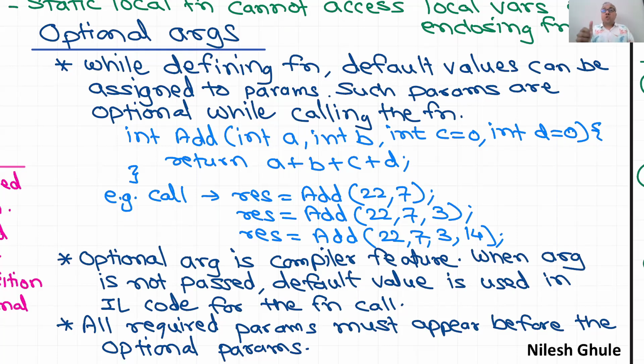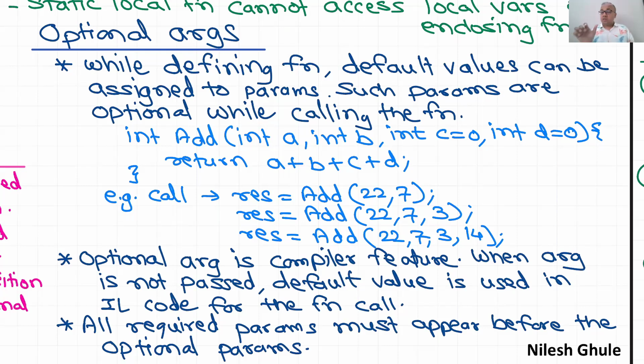Please note that the optional argument or default argument is a compiler level feature. Whenever an argument is not passed, by default, the given default value is used in the IL code for that function call. It is directly replaced.